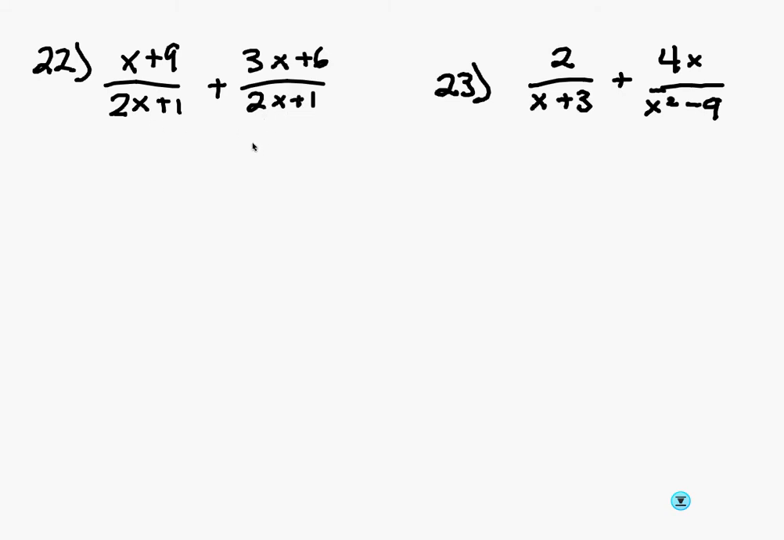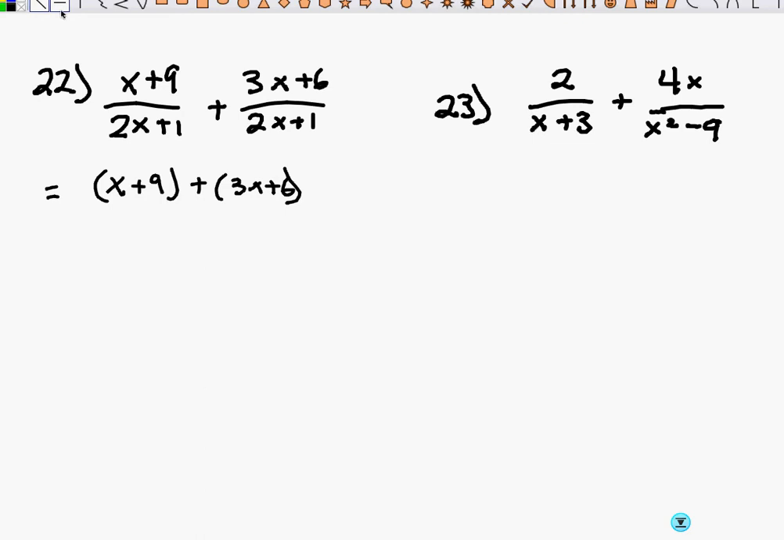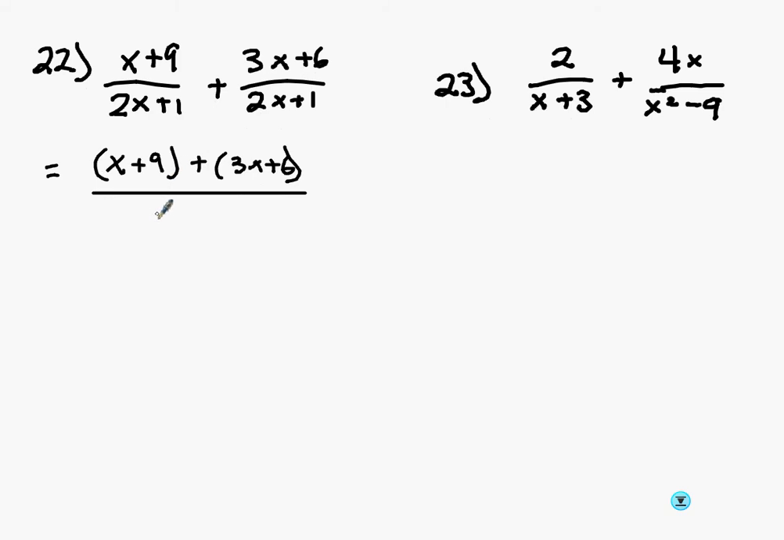The way that addition with fractions works is that if the denominators are the same, we simply add the numerators together. So this in turn becomes x plus 9 plus 3x plus 6 all over the one common denominator of 2x plus 1.